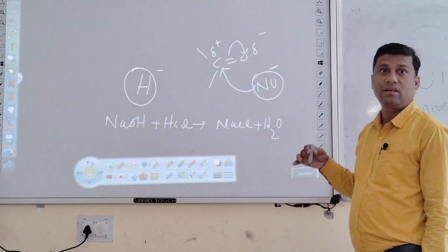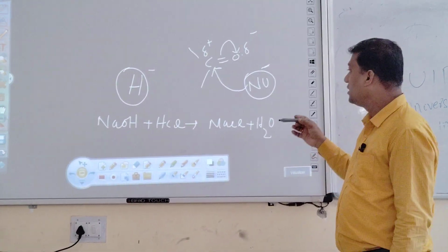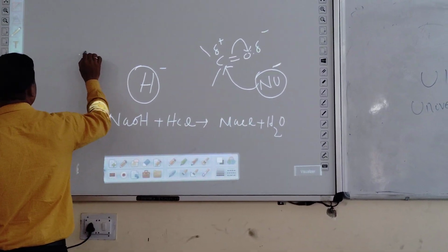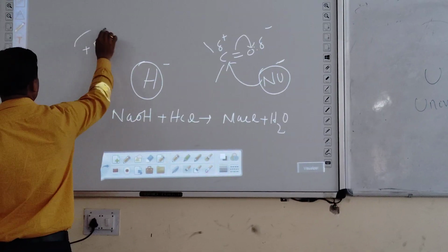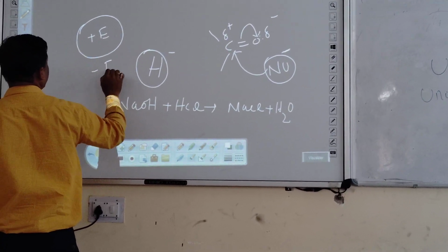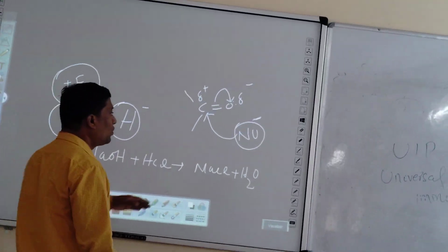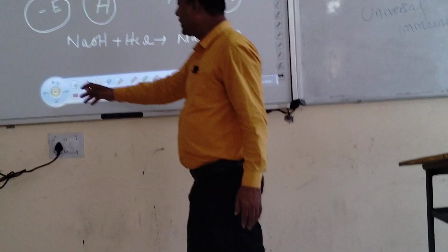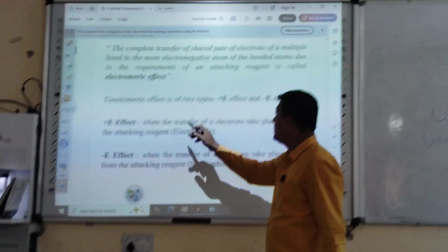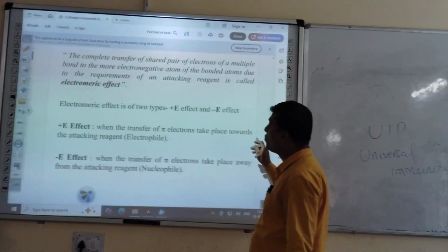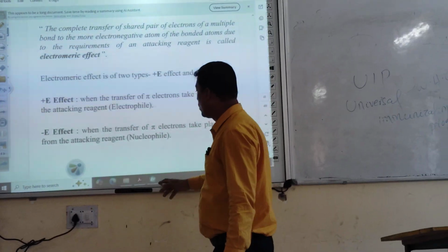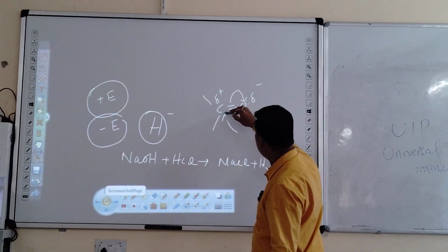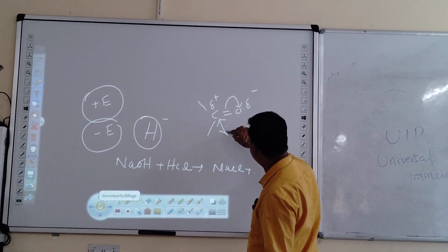Can you understand? It is very easy. One is plus E effect and another is minus E effect. Plus E means plus electromeric effect and minus E means minus electromeric effect. This is the nucleophile, and what happens when the transfer of pi electron takes place towards the attacking reagent? The electron will transfer towards the attacking reagent.